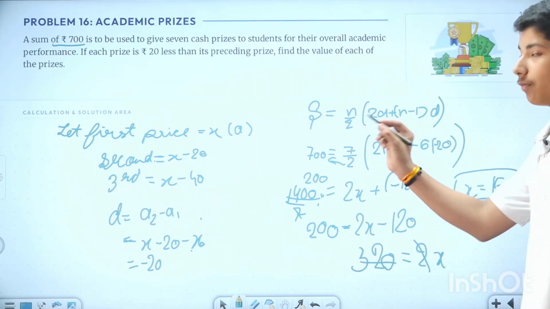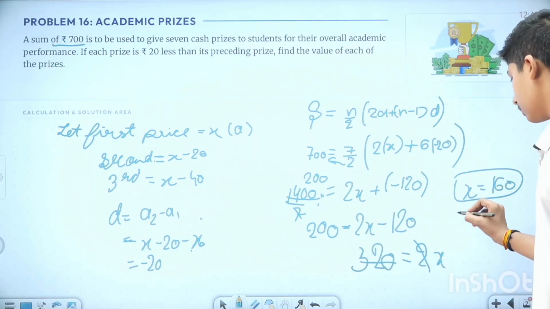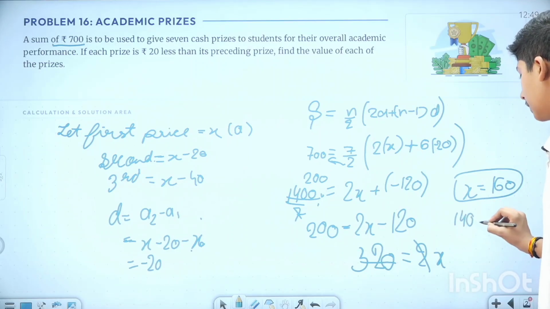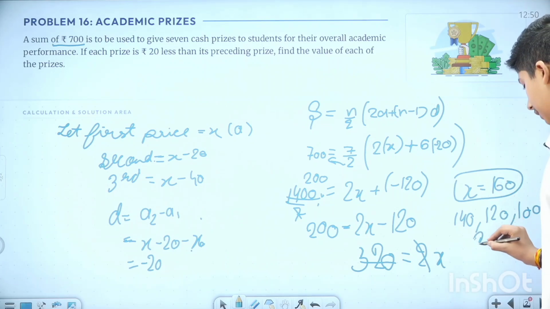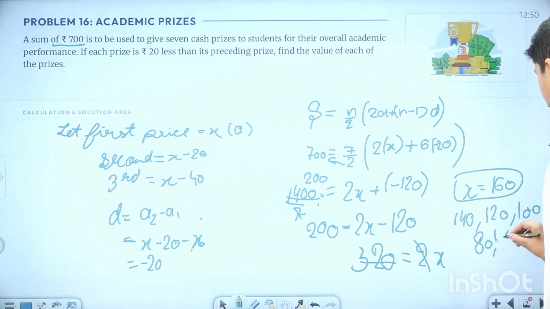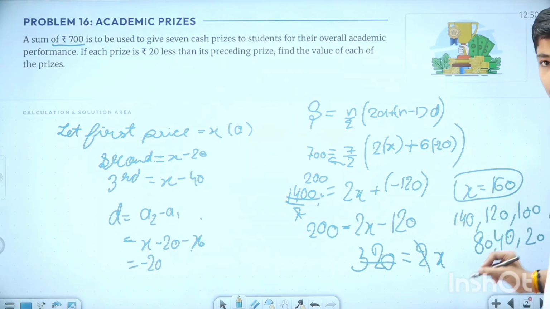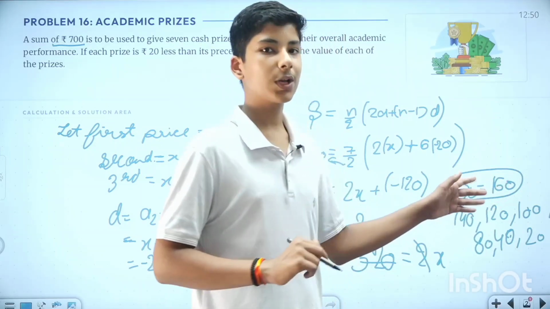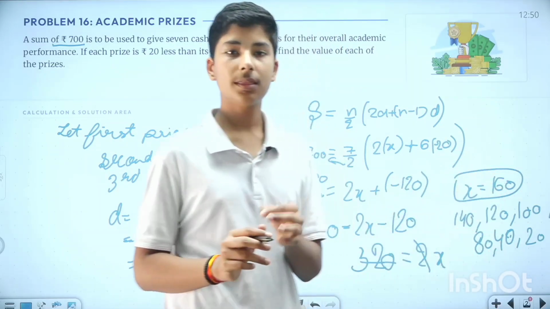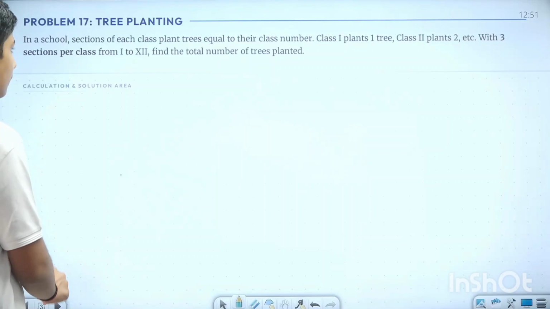Hence we have to find out the value of each prize. Next prize will be X minus 20, means 140. Then next will be 120, then 100, and similarly 80, 60, 40 and 20. There are 7 prizes. These are the total prizes, and you can check when you add them, the sum will be 700.